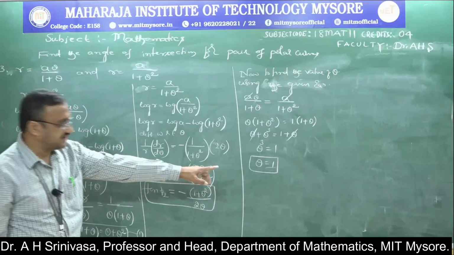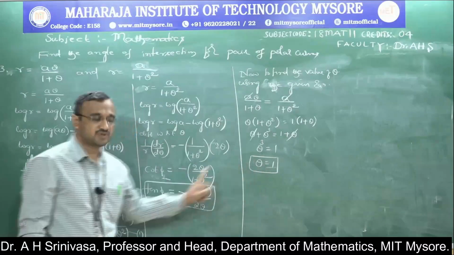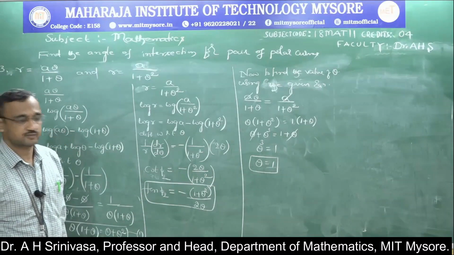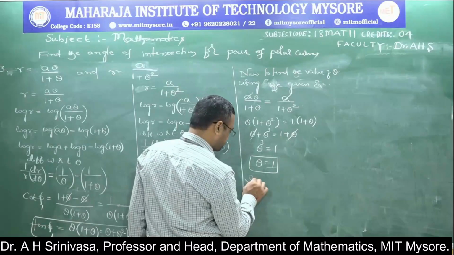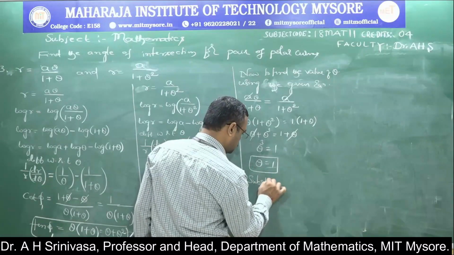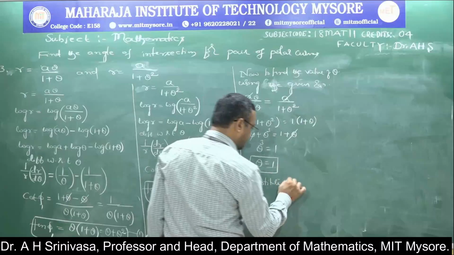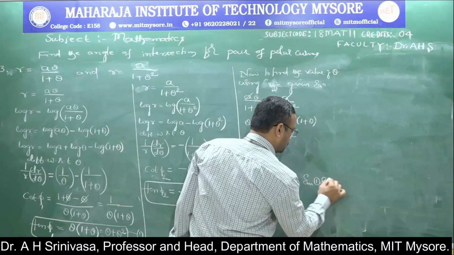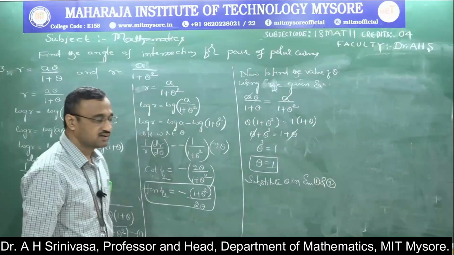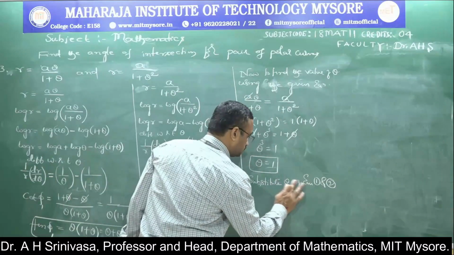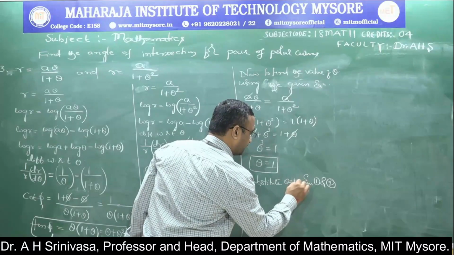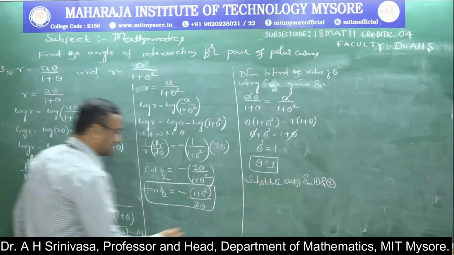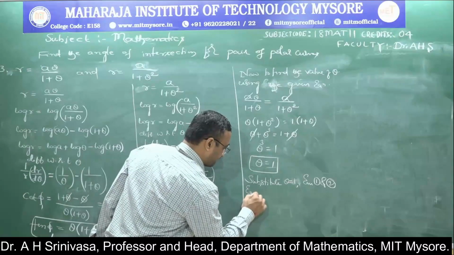With the obtained value of theta, you have to substitute in equation 1 and 2 to get the value of tan phi 1 and tan phi 2. Substitute theta in equation 1 and 2. Now I'm going to substitute theta equal to 1 in equation 1 and 2. What happens if theta equals 1, equation 1 becomes?